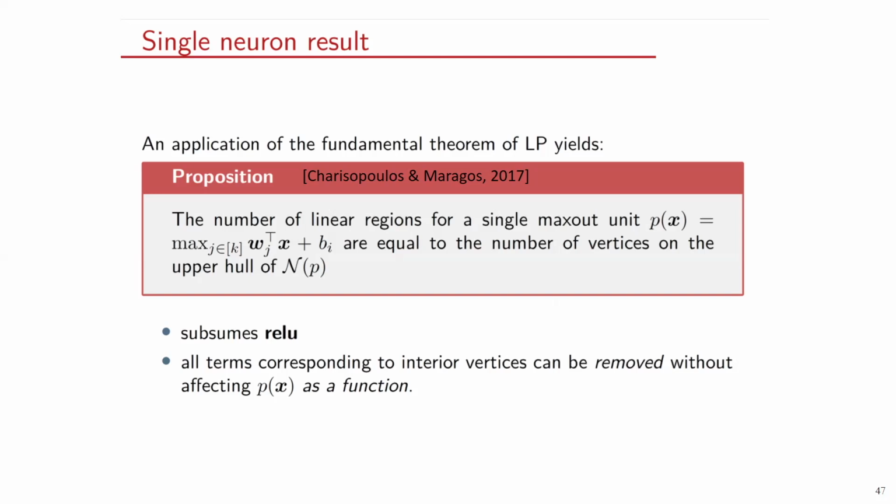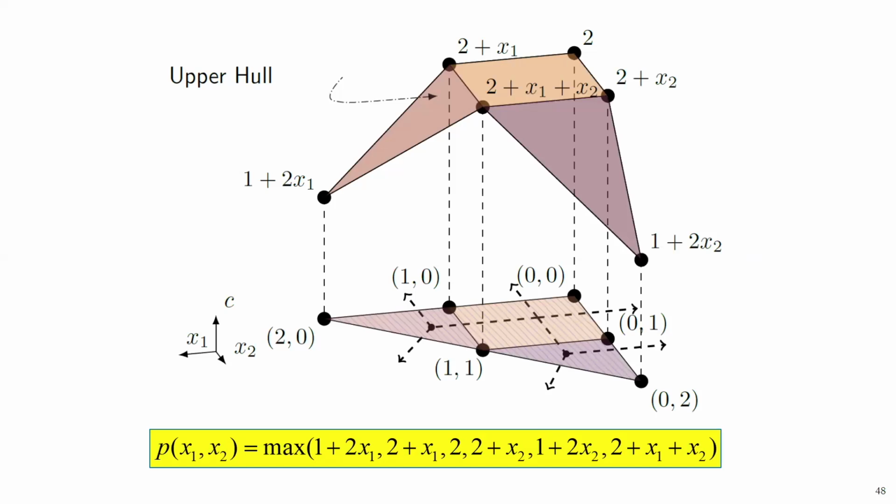All the other terms that correspond to interior vertices can be removed because they do not affect the function of this neuron. An example here of a neuron with two inputs, x1 and x2. So you have this neuron, which is this max plus polynomial in two variables. And you see the upper half of its Newton polytope, it has 6 vertices, and these 6 vertices correspond exactly to the 6 important terms that make up and define uniquely the output of the neuron.